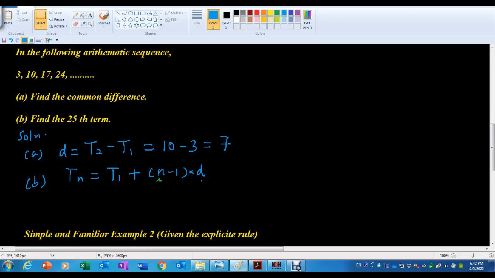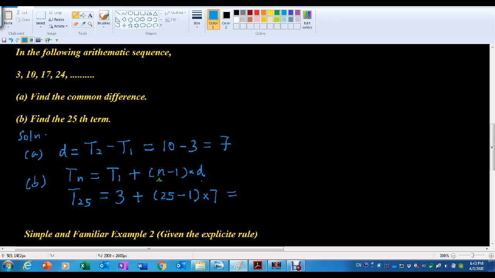Let's use this form again. Okay, so I'm not going to find the 25th term, so that n will be equal to what? 25, right? So let's write T25 equals, so what's T1? T1 means the first term, that's 3, plus n means the number of the term, and which term you are interested in this time. In this case, it should be the 25th. So n is 25 minus 1. And what's the common difference? It's 7. Okay.